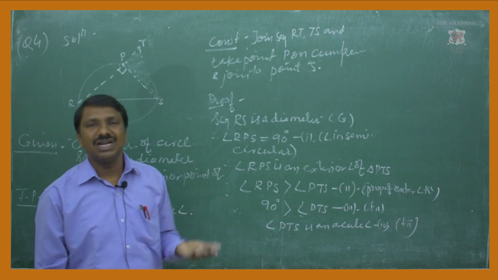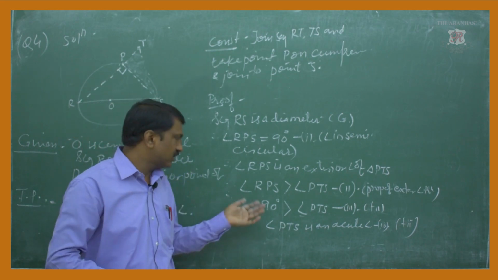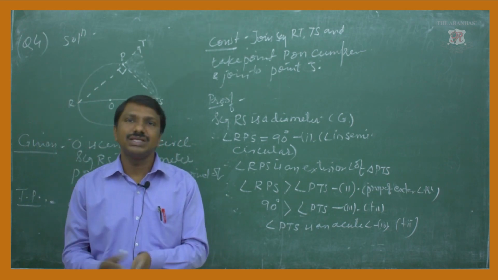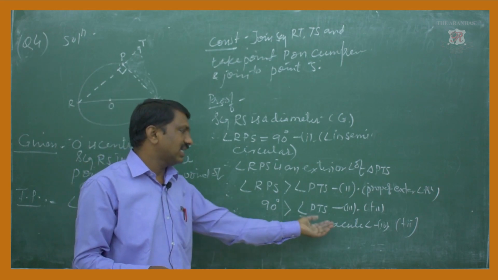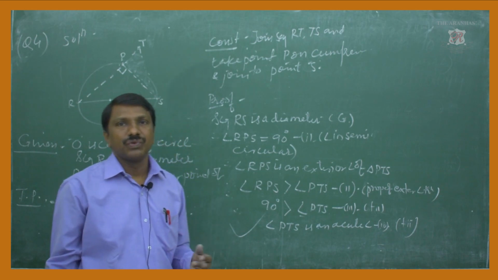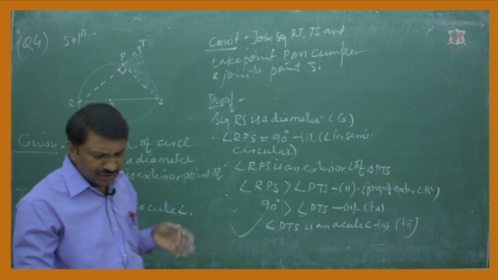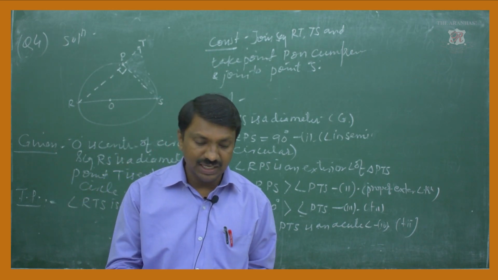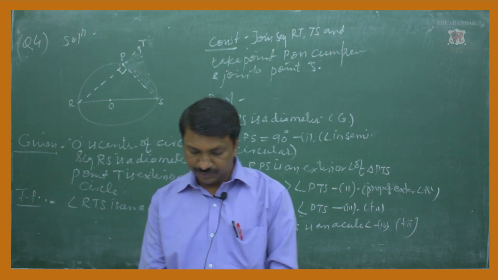So we know the general definition: an angle whose measure is less than 90 degrees is known as an acute angle. An angle whose measure is more than 90 is known as an obtuse angle. So that's why angle PTS is an acute angle, and this was our proof. We have to prove that this angle is acute. This is important, it may come for 3 marks. So pay attention and solve this one.